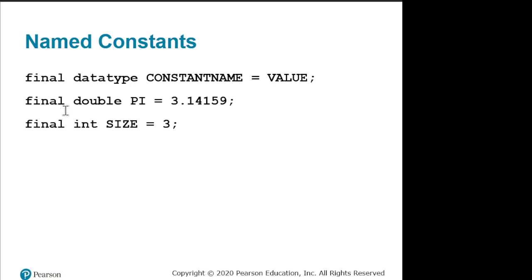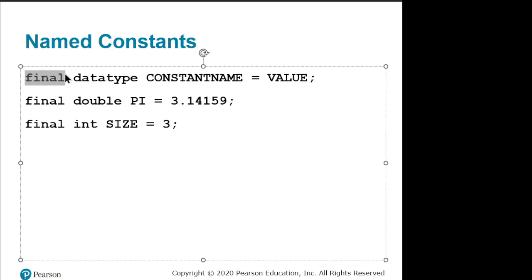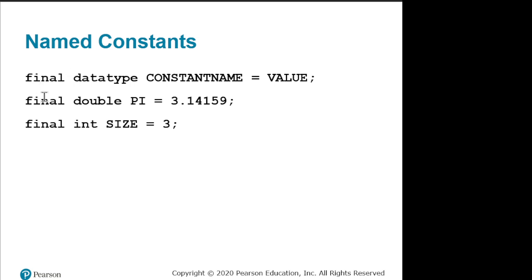And then we can also have named constants. Named constants get this extra thing, this final, on it. Final says that whatever value we assign to this data type with the identifier, a constant name, will be locked for the entire run of the program. So here we're making a double called PI, and we're putting in the value of pi that we want. Here we have a final integer of size 3. By convention, when we name constants, we want to name them in all capital letters.